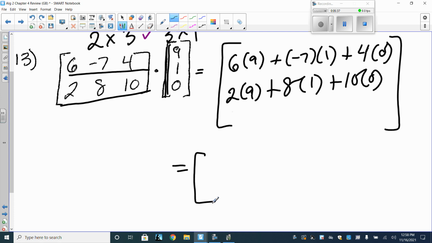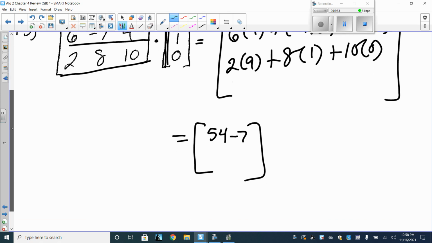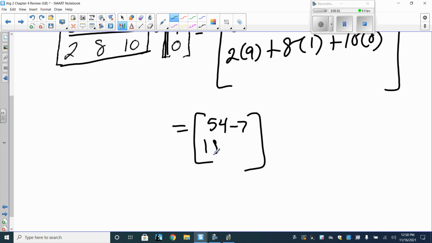Now at this point here, we'll multiply together, so 6 times 9 is 54. Negative 7 times 1 is just going to be negative 7, and 4 times 0 is 0. The next one would be 2 times 9, which is 18, plus 8. Well, 54 minus 7 is 47, and 18 plus 8 is 26. And if you type that in a calculator, you get 47 over 26.